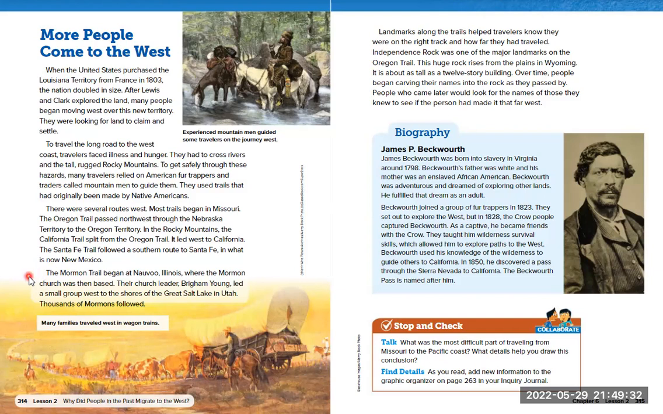The Mormon Trail began at Nauvoo, Illinois, where the Mormon Church was then based. The church leader, Brigham Young, led a small group west to the shores of the Great Salt Lake in Utah. Thousands of Mormons followed. So here we have a caption for this photo of a wagon train. Many families traveled west in wagon trains.